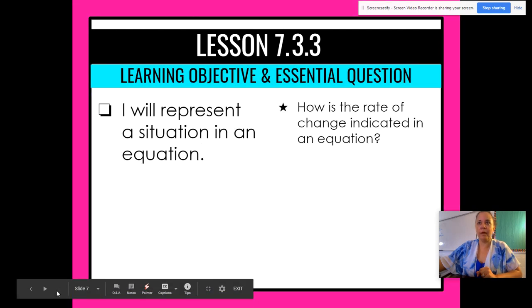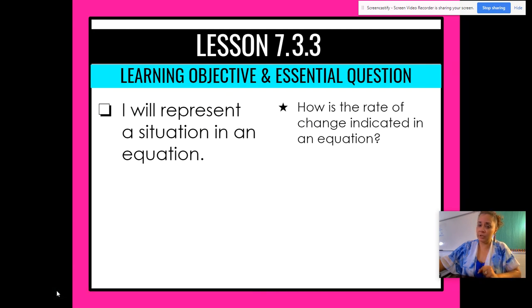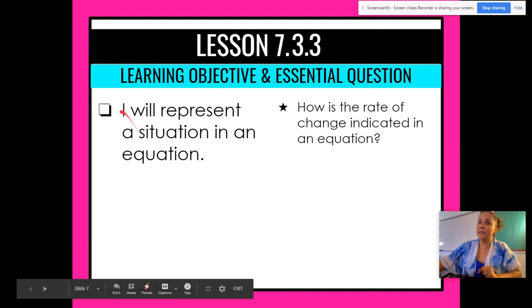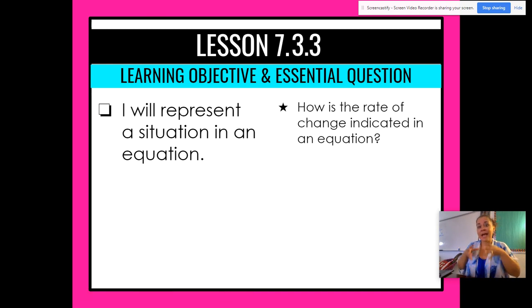Okay? So, did we have the opportunity to represent a situation in an equation? Yes, we did. I can check that off. The last question we're going to talk about in class is how is that rate of change indicated in that equation? Okay? How is it being used? What pattern do you see?